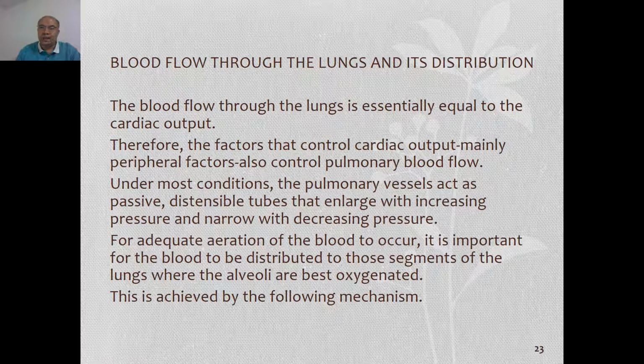Blood flow through the lungs and its distribution. Blood flow through the lungs is essentially equal to the cardiac output. Therefore, the factors that control cardiac output, mainly peripheral factors, also control pulmonary blood flow. Under most conditions, the pulmonary vessels act as passive, distensible tubes that enlarge with increasing pressure and narrow with decreasing pressure.